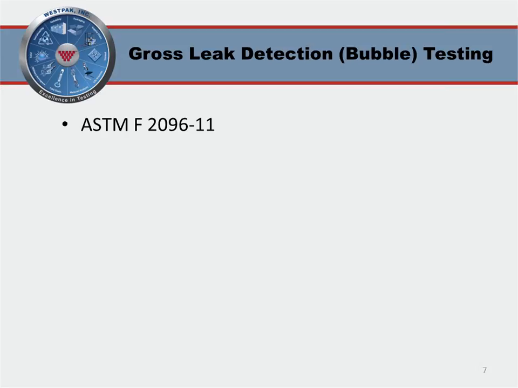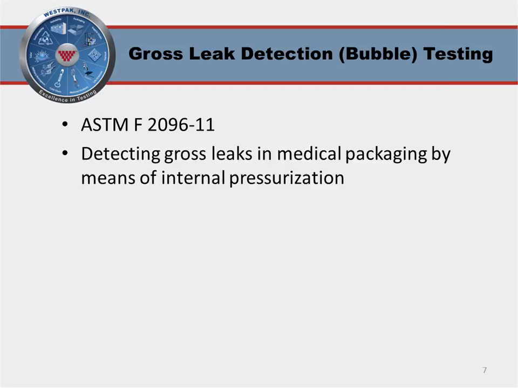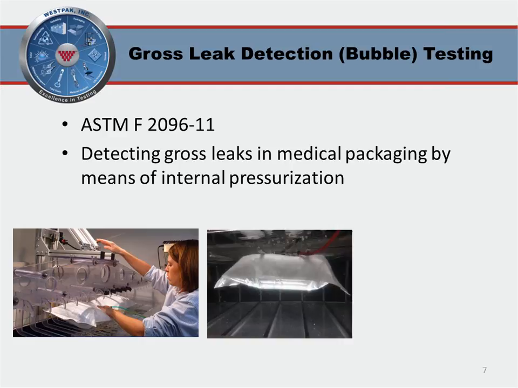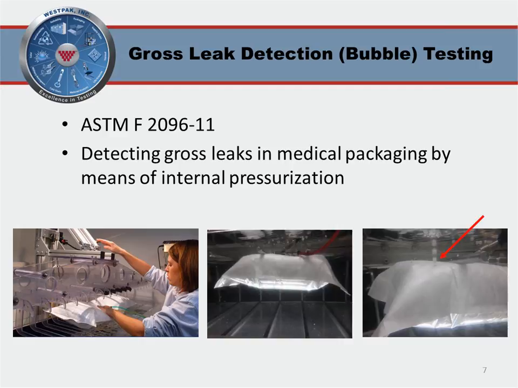This test is conducted per ASTM F2096 and is used to find gross leaks in medical packaging through the use of internal pressurization. It's an extremely thorough method since it tests the entire package, including all the seals as well as the surfaces. We would first lower the package system 1 inch below the water surface, inflate the package system with internal pressure, and then finally inspect for any signs of gross leaks. The leaks are indicated by a steady stream of bubbles.